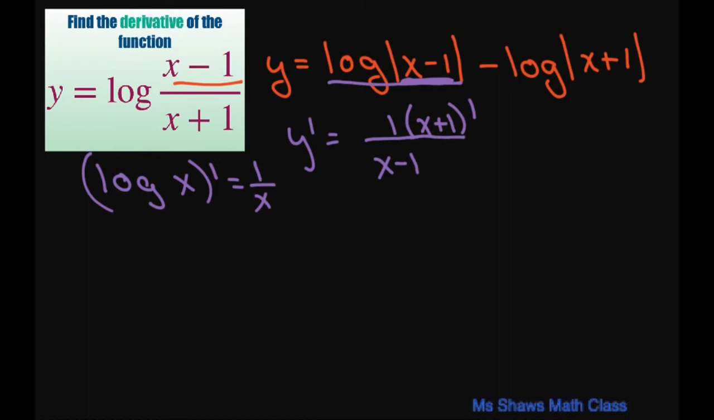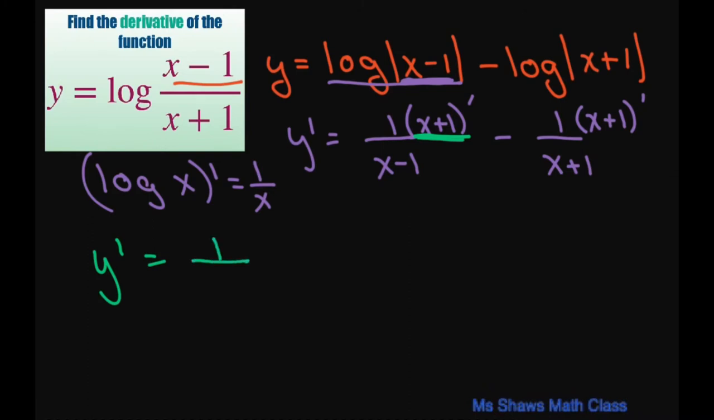All right, and that looks funny, so I'll just put a little prime there. All right, and do the same thing here. It's going to be minus 1 divided by x plus 1 times the derivative of x plus 1 and the prime. So differentiating that, we're going to get y prime equals derivative of the numerator is just 1.